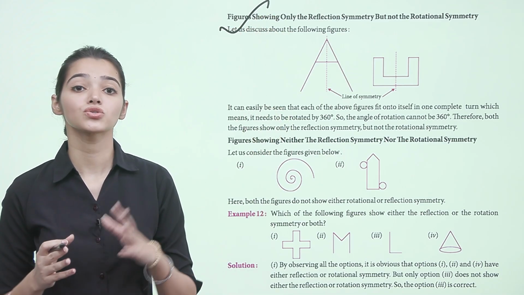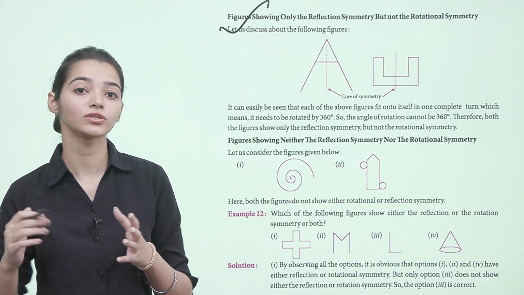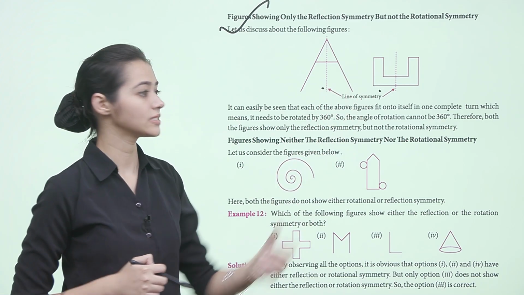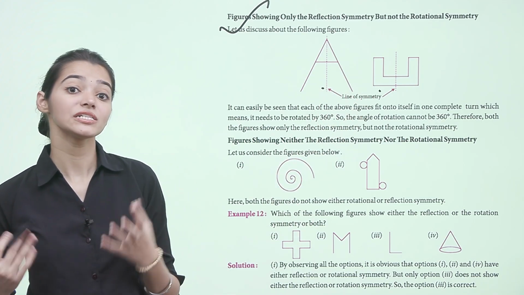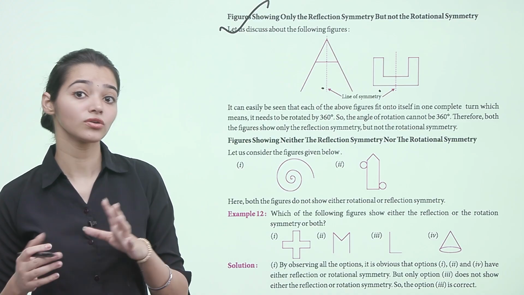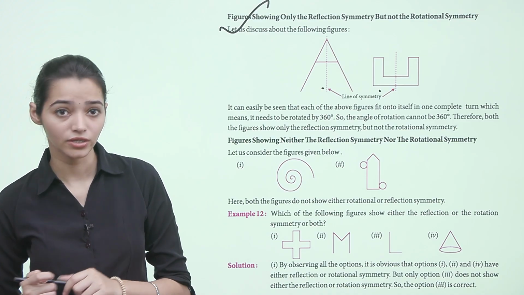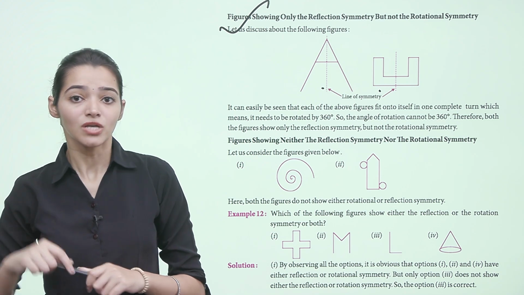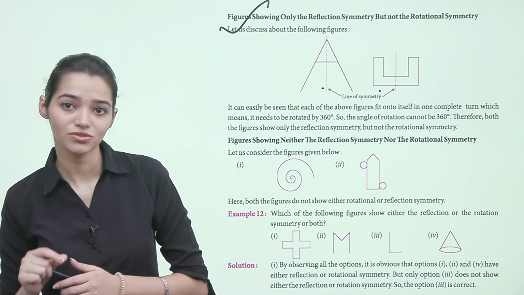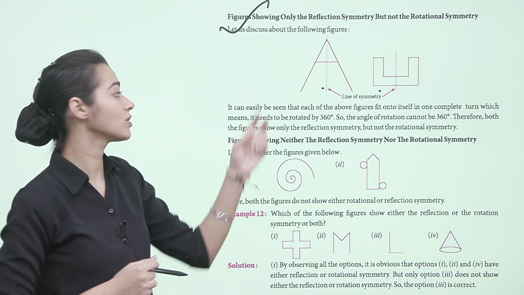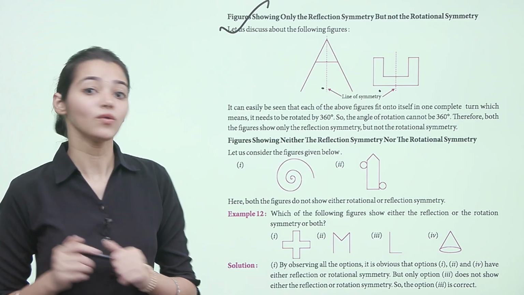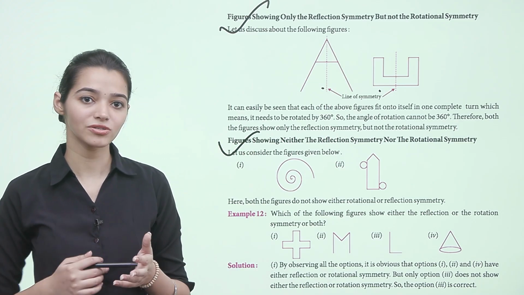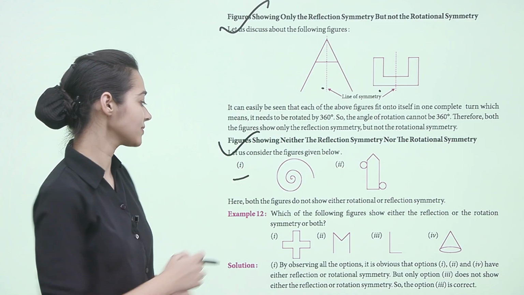Now next, these are the figures which show only reflection symmetry but not rotational symmetry. Let us discuss the following figures. These are our lines of symmetry. It can be easily seen that each of the above figures fits onto itself in one complete turn, which means it needs to be rotated by what? 360 degrees. So the angle of rotation cannot be what? 360 degrees, and both figures show only what? Reflection symmetry. Now next up are figures which show neither reflection nor rotational symmetry. These are the two examples.